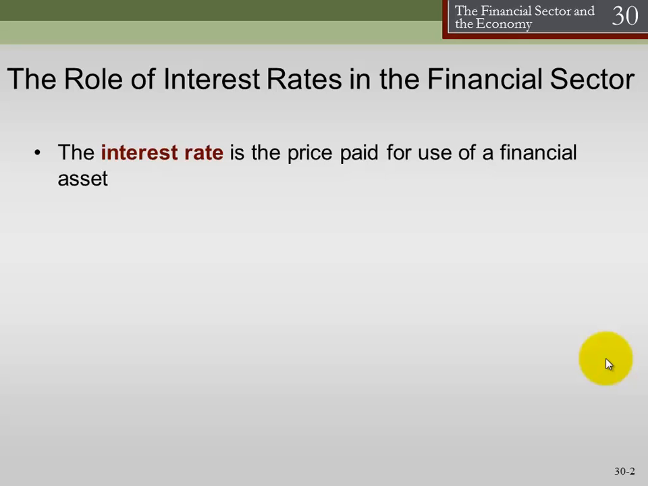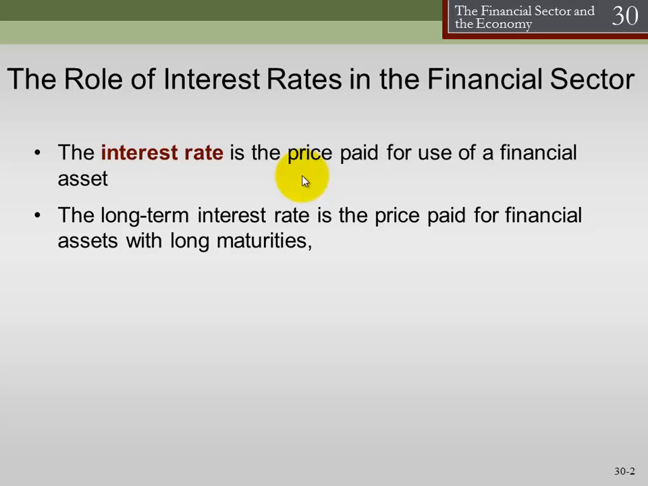So let's take a step back and talk a little bit about what an interest rate is. An interest rate is the price paid for the use of a financial asset. A really easy example: let's say I decide to borrow $1,000 from the bank for a term of 6 months. The interest rate that I will pay is how much the bank will charge me to use that $1,000 over the course of those 6 months.